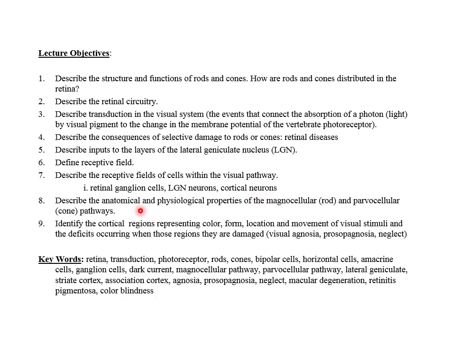And then we'll describe the anatomical and physiological properties of the magnocellular or rod system and the parvocellular or cone system. And finally, we'll identify the cortical regions representing color, form, location, and movement of visual stimuli in the world, and the deficits occurring when these regions are damaged, that is visual agnosia, prosopagnosia, as well as neglect. These keywords we'll be referring to throughout the session.